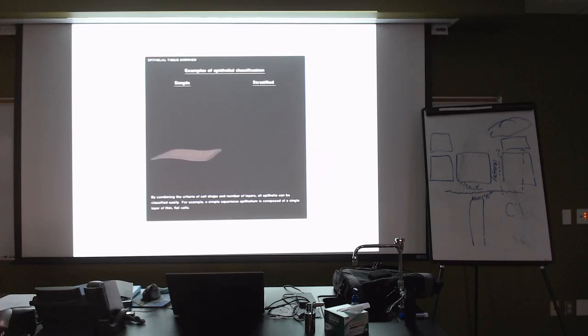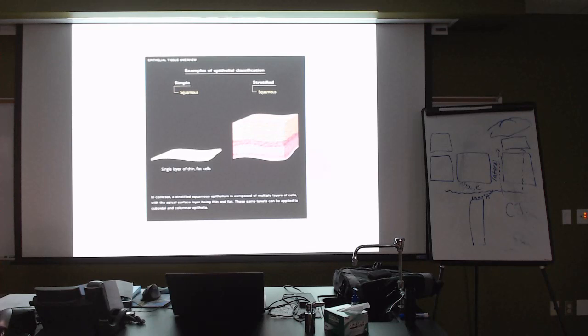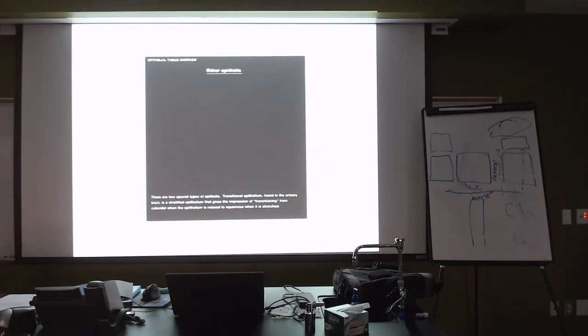For example, a simple squamous epithelium is composed of a single layer of thin, flat cells. In contrast, a stratified squamous epithelium is composed of multiple layers of cells, with the apical surface layer being thin and flat. These same tenets could be applied to cuboidal and columnar epithelia. There are two special types of epithelia. Transitional epithelium, found in urinary tract, is a stratified epithelium that gives the impression of transitioning from cuboidal when the epithelium is relaxed to squamous when it is stretched.